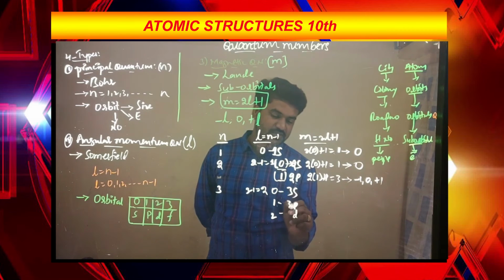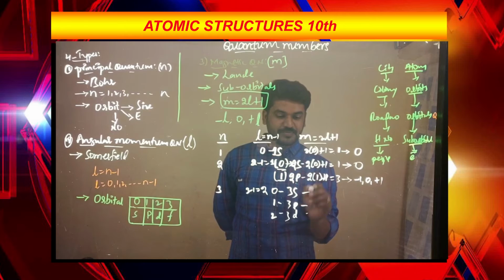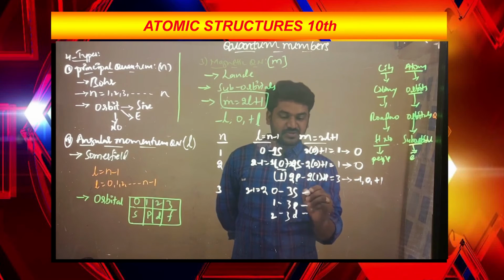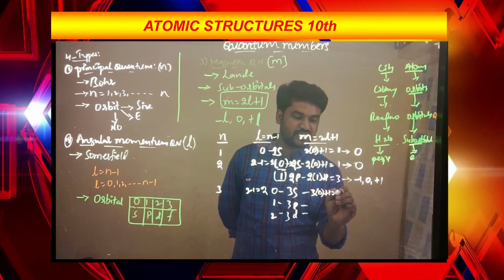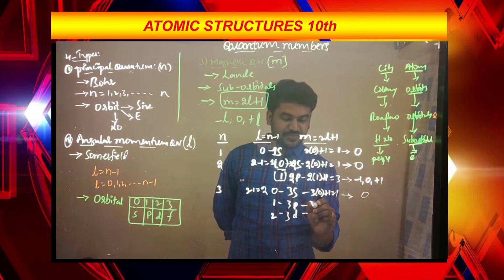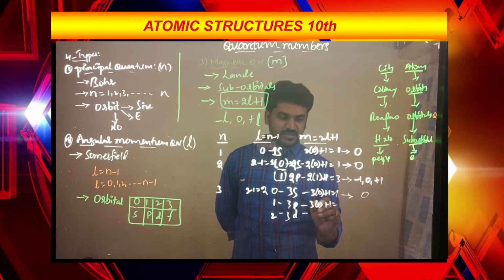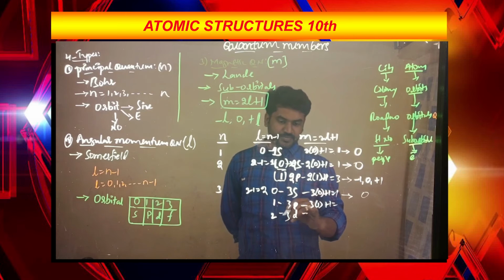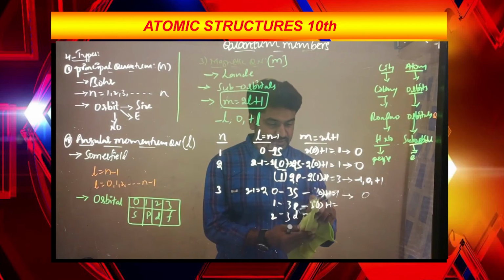So 3s, 3p, 3d. And again we will write here the m values. For l equals 0, 2 times 0 plus 1, we will get 1. Again only one quantity we should write, only 0. And for 3p, l equals 1. Sorry, here I am writing 2 only. We will write 2.